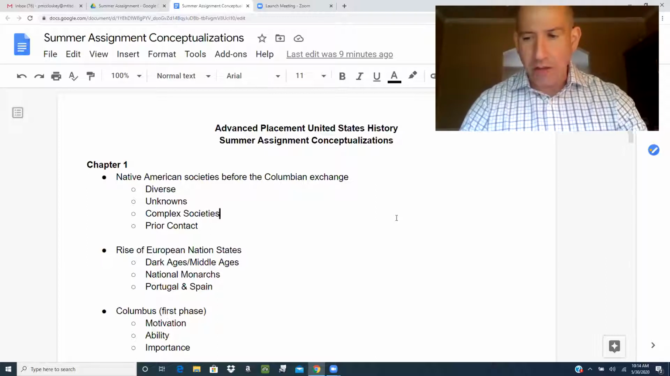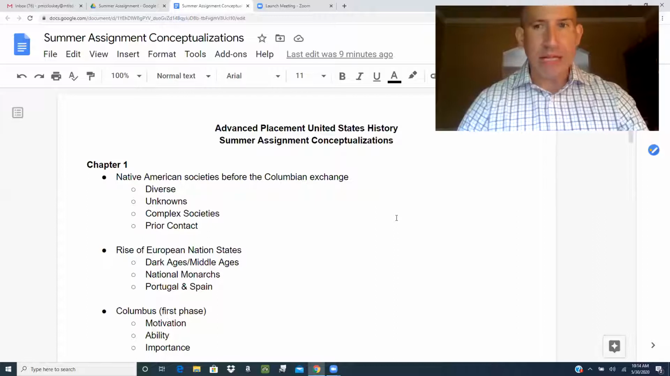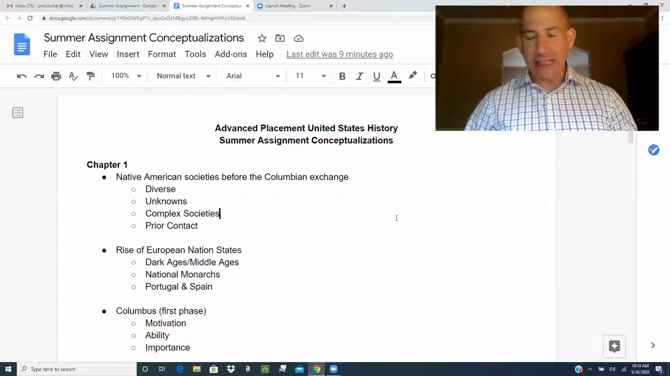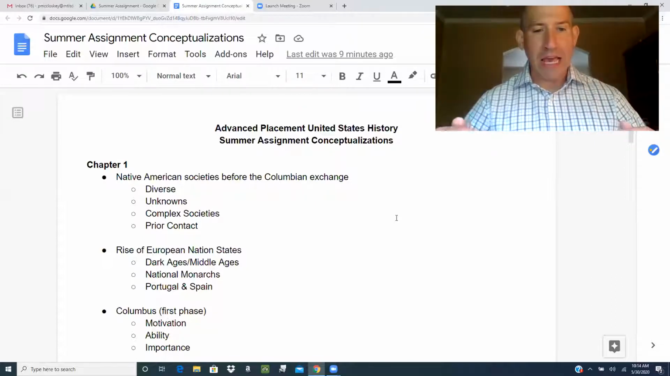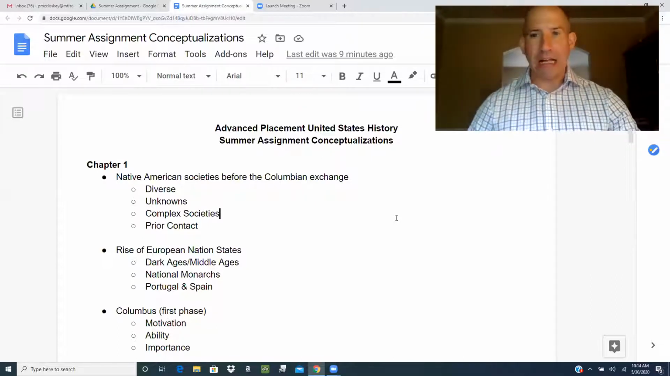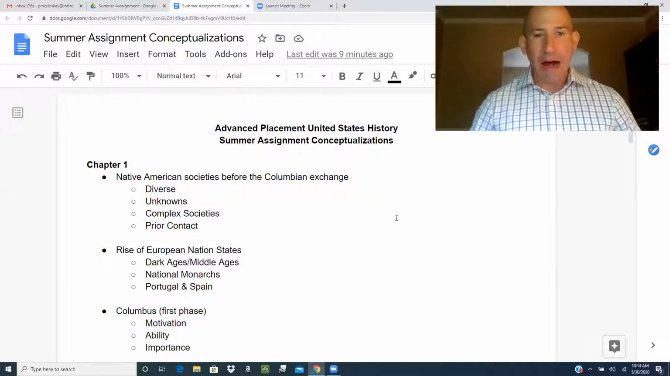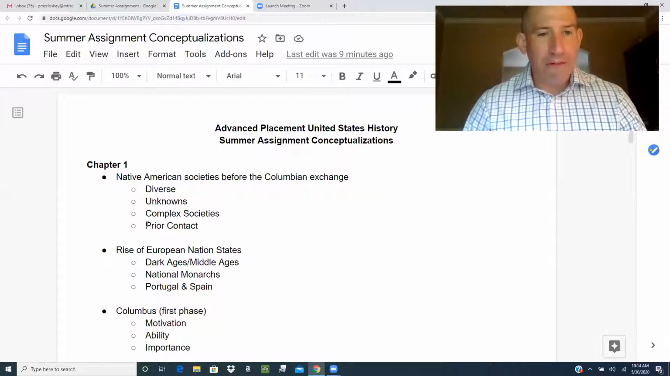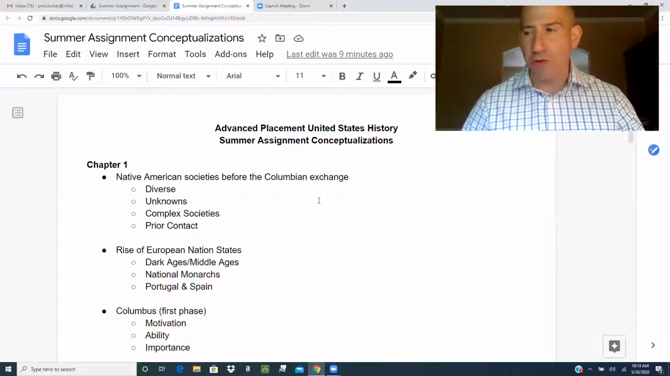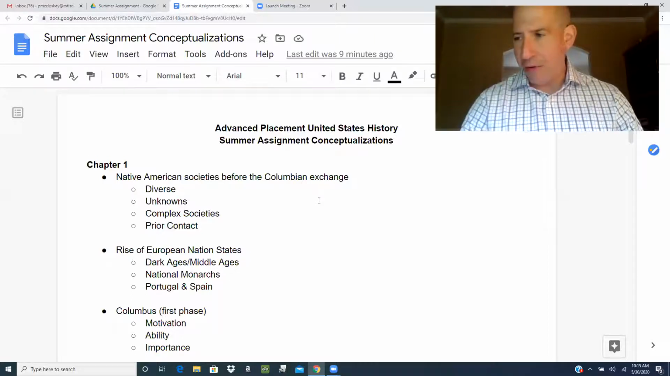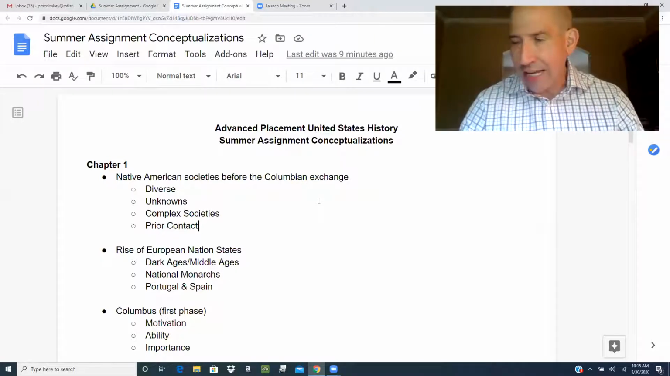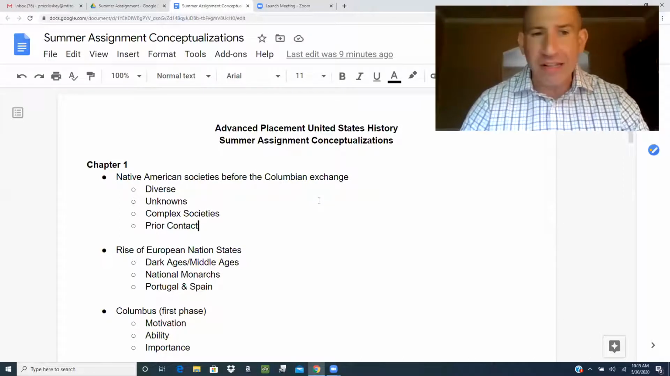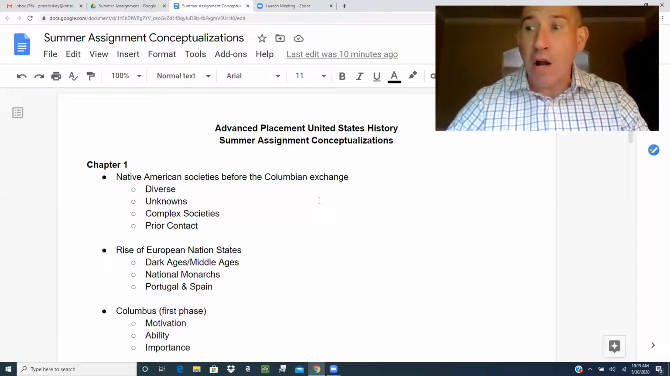Through archaeology, historians have determined that there were complex societies, and that there was an agricultural revolution that allowed for permanent settlement. It wasn't just a bunch of nomads or hunter-gatherers. And of course, there was contact prior to Columbus, whether it was the Irish monks, the Vikings, or people suspect the Romans. None of that matters for our context.